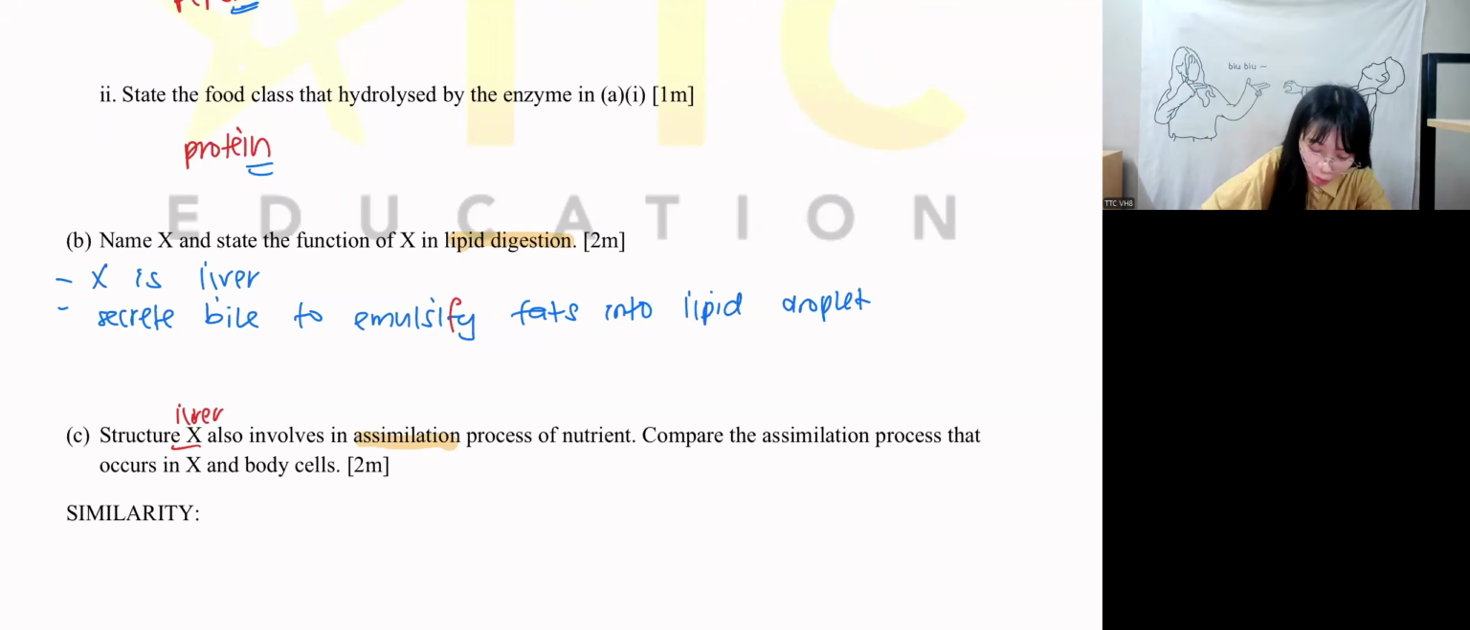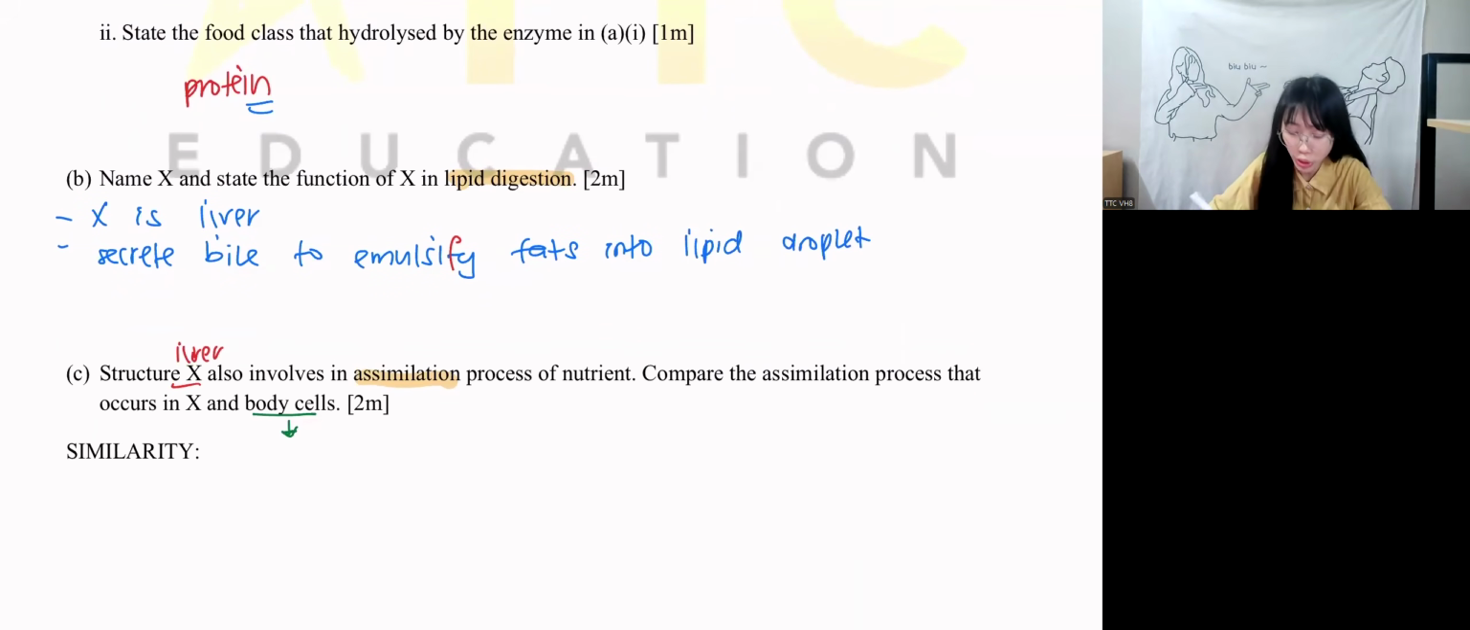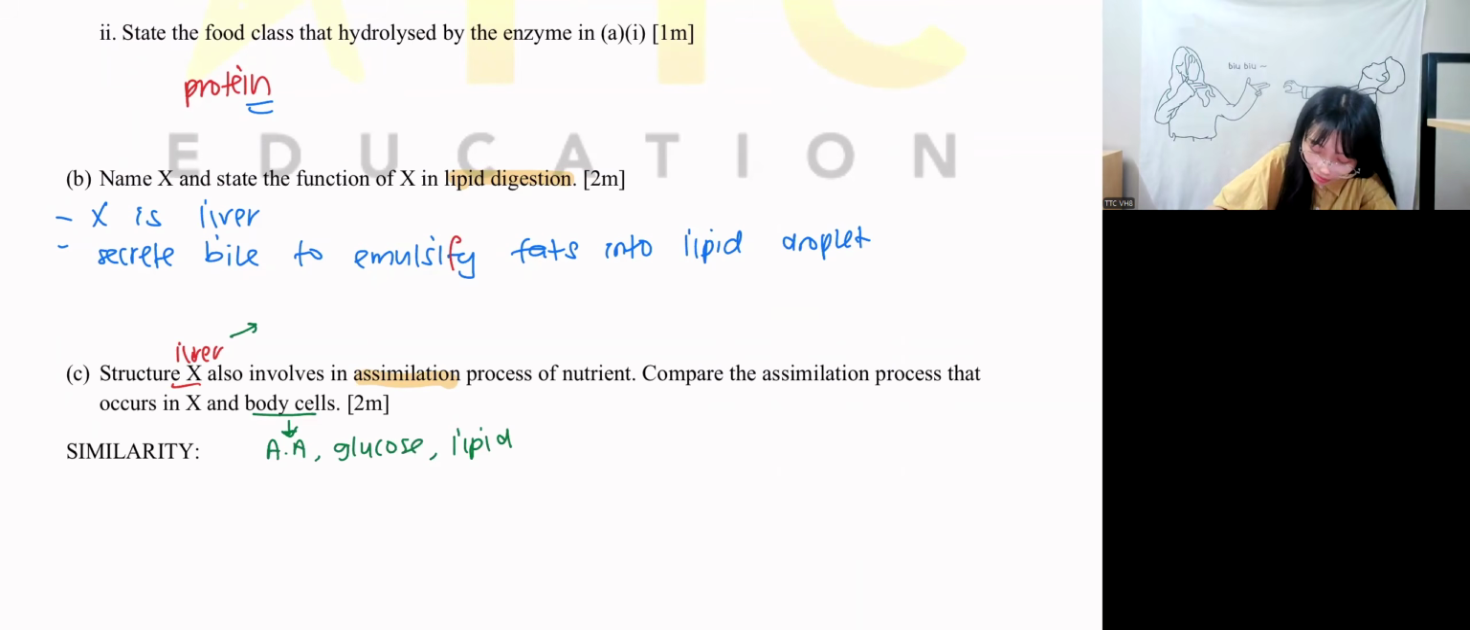Assimilation in the liver and body cell is different because in your body cell, they will assimilate three different foods: amino acid, glucose, and lipid. But in the liver, they will only assimilate two. Assimilate means it will convert your food into something that you need. When you eat glucose, you form it into energy. When you eat protein, it forms new cells. When you have lipid, it protects your internal organs. This is called assimilation. So the liver only has amino acid and glucose. There is no lipid for your liver.